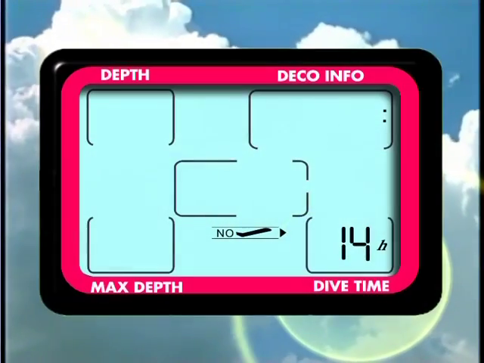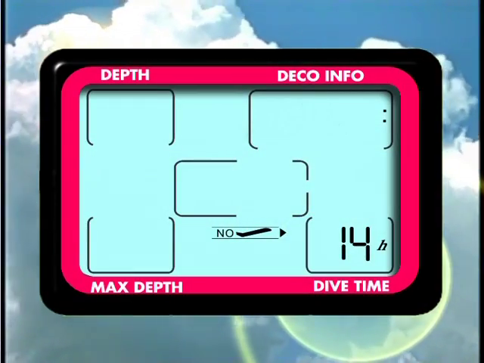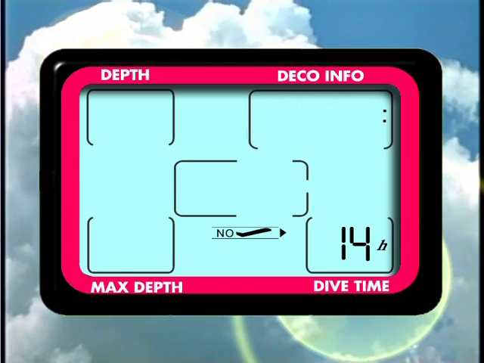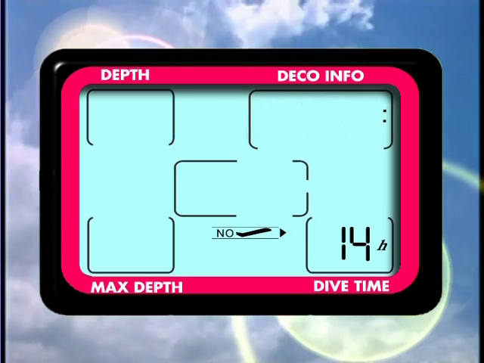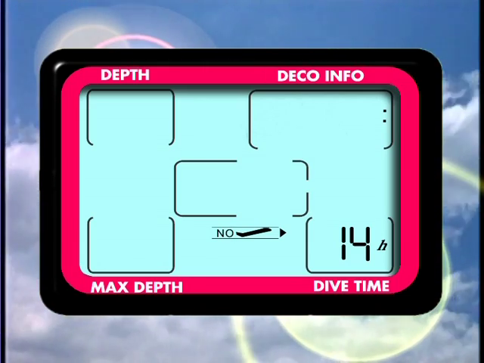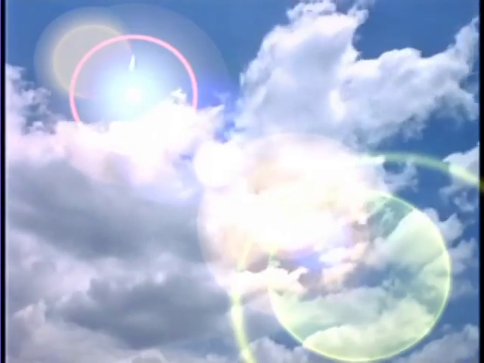Another sign that might appear is a crossed out airplane or the word "No". This indicates that you should not change altitude, as you need to do if you fly in an aeroplane or drive up a mountain, before the time indicated on the computer has elapsed.